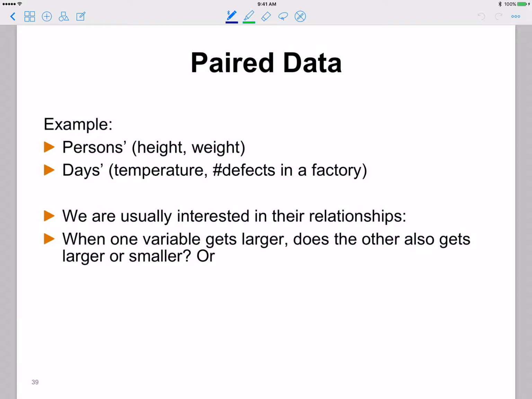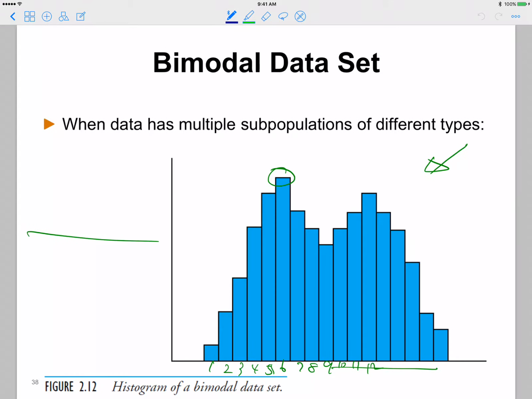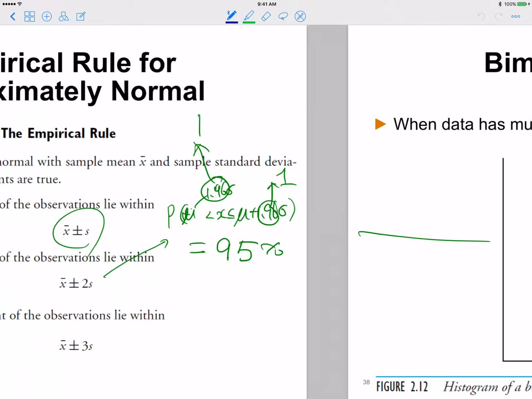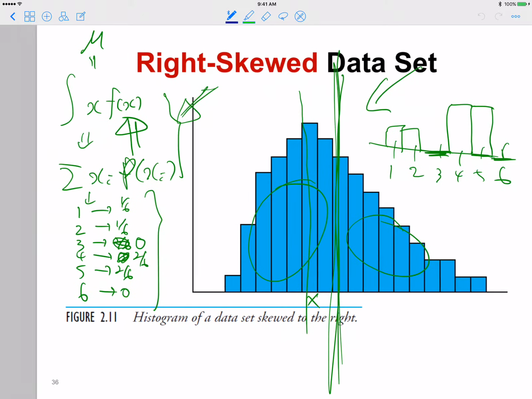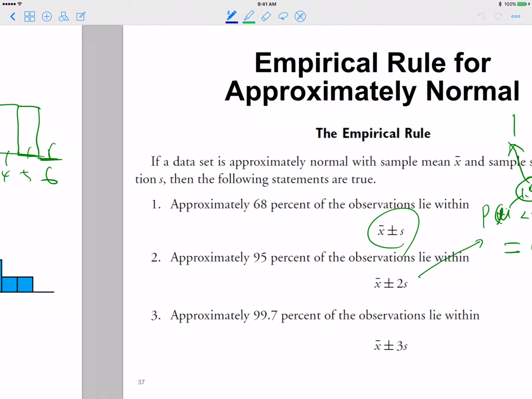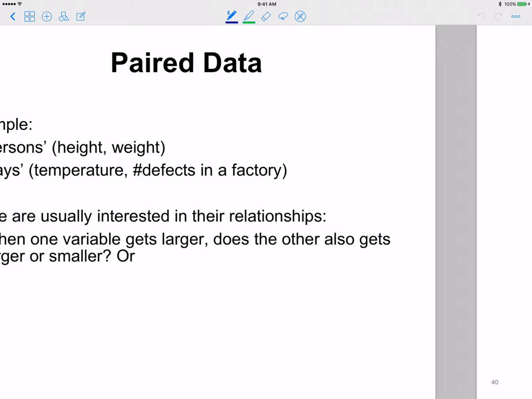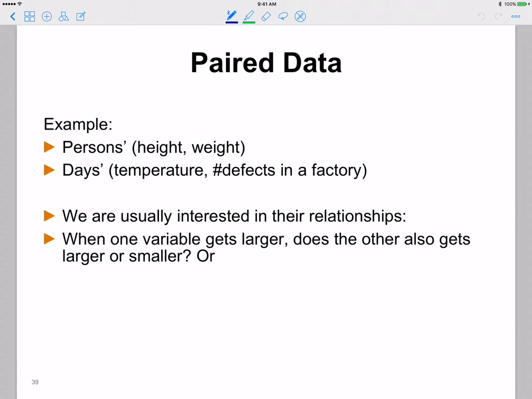Okay, let's start. Last time, we studied some bimodal data and quartiles and the box plot and things like that, and skewed data sets. And then today we study paired data.